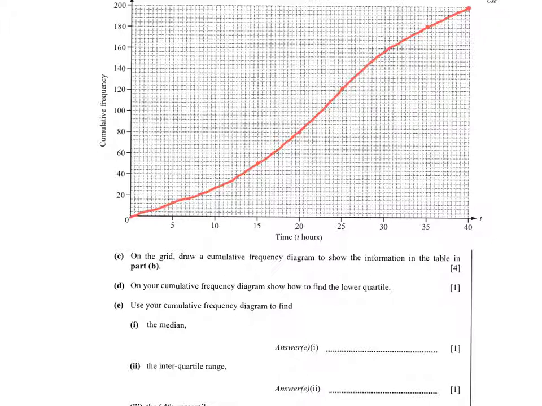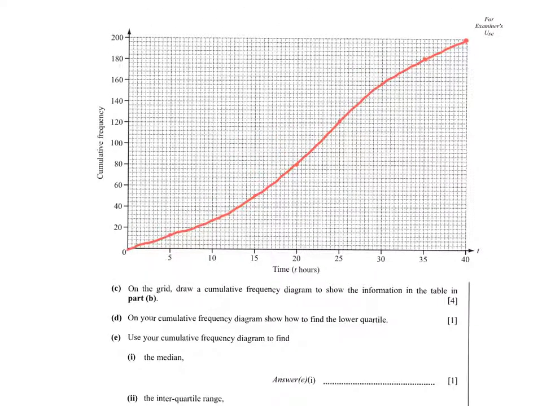After you draw, he asked you to find the lower quartile. For a lower quartile, you must multiply total frequency, which is 200, times 1 over 4. And the upper quartile, multiply total frequency times 3 over 4. But the median, multiply total frequency times 1 over 2.